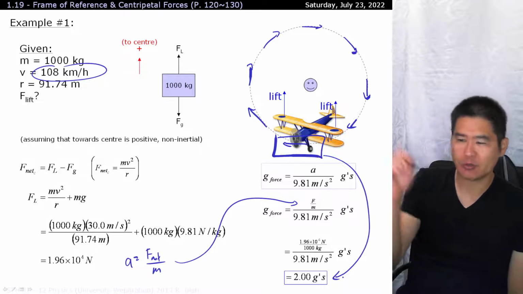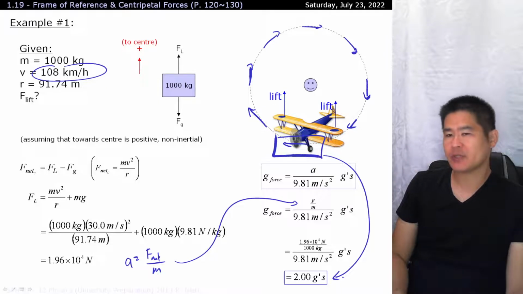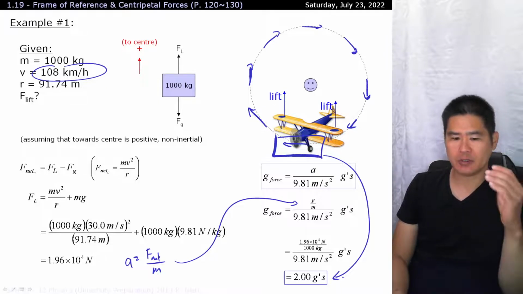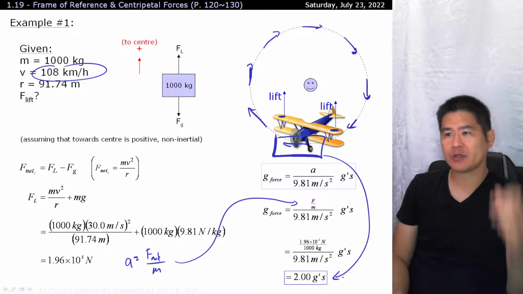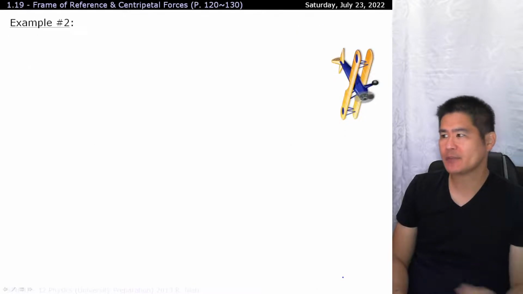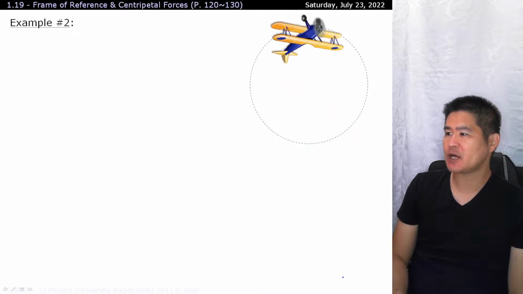Okay, and it will change as you're going around the loop. So we're only going to deal with extremes in this unit. So we're going to deal with what happens when you're at the bottom of the loop and what happens when you're at the top of the loop. Okay, so let's bring this plane to the top of the loop.